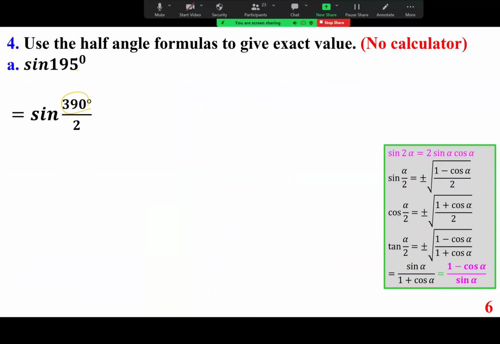In essence, 390 degrees is 360 plus 30. So it's the same as 30 degrees, right? Just for the sake of argument. And with that being the case, sine of alpha over 2 is plus or minus the square root of 1 minus cosine alpha over 2. That's the general format, right?